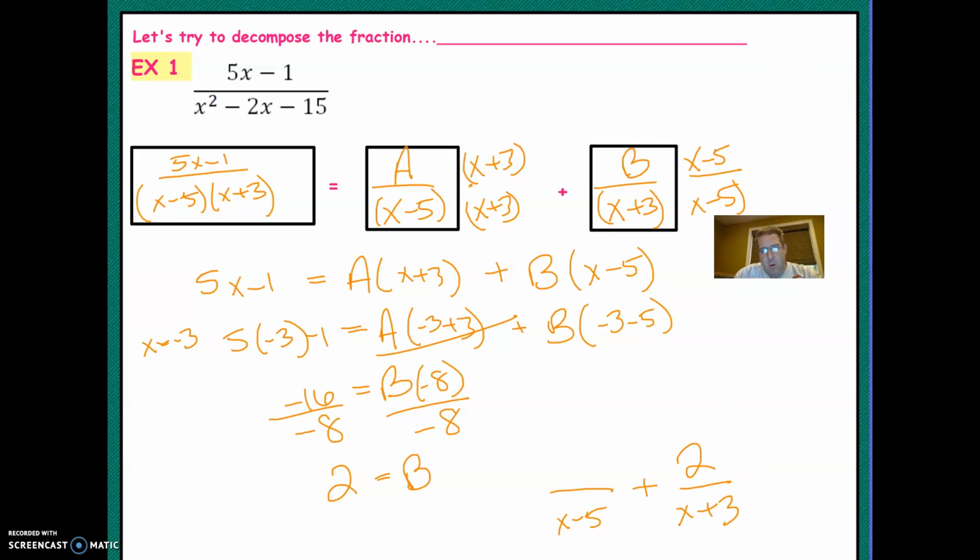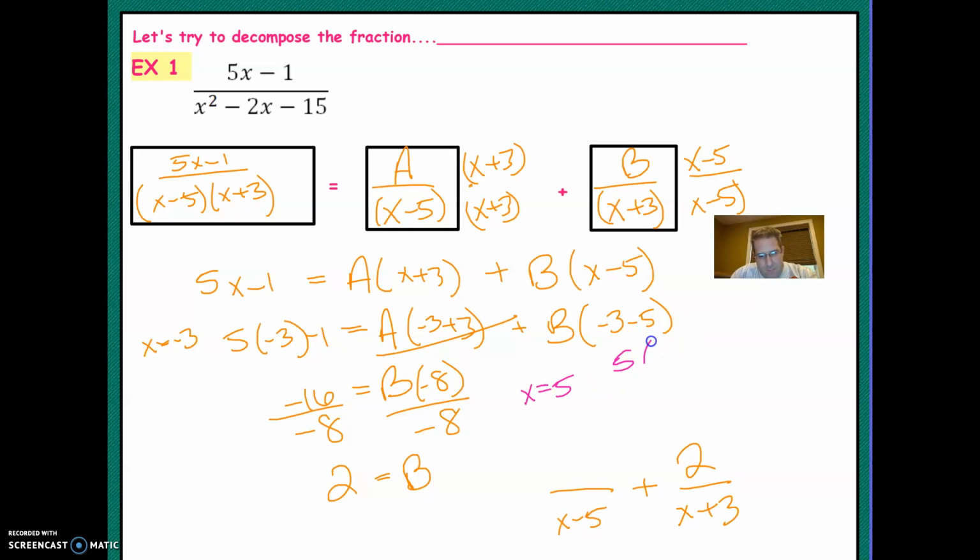But what we don't know yet is what A is. So what I'll do is I'll do the same process, and I know I'm running out of space here. This time I'm going to choose +5. The reason why I want to choose +5 is because I want to get rid of B, and 5 minus 5 would be 0. So therefore, we're going to make x equal 5 this time.